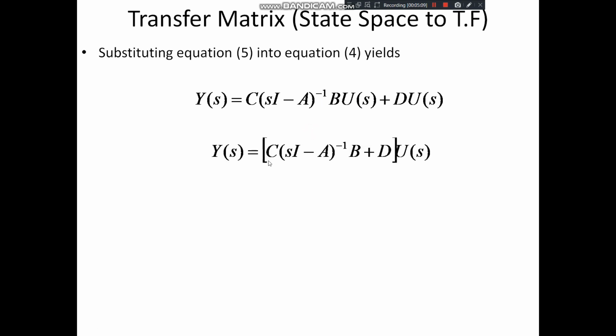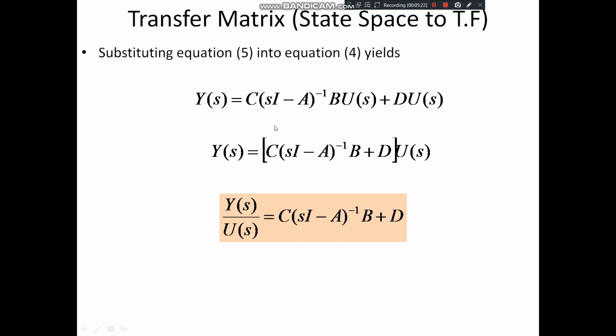Therefore, Y(s) is equal to [C(sI − A)⁻¹B + D] multiplied by U(s). Taking U(s) to the left-hand side, we get Y(s)/U(s) = C(sI − A)⁻¹B + D. This is the Laplace transformation of output Y divided by the Laplace transformation of input U.